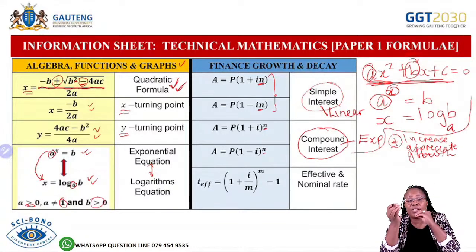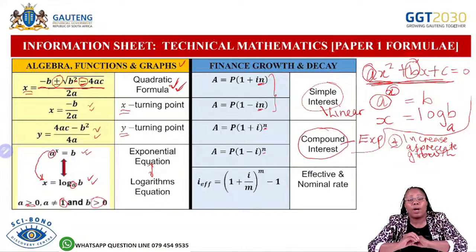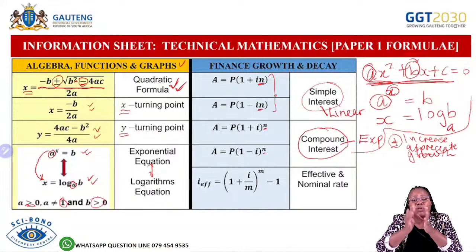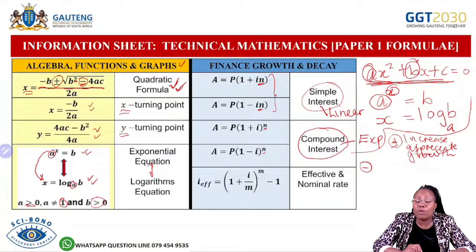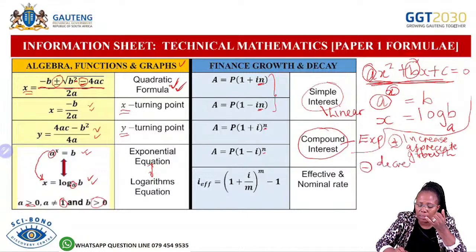But remember, firstly, you must identify whether is it a simple one or the compound one before you select in terms of plus or minus formula. I hope you are still together with that one. And then if it's a minus one, we are targeting the decrease. We are looking for depreciating value.